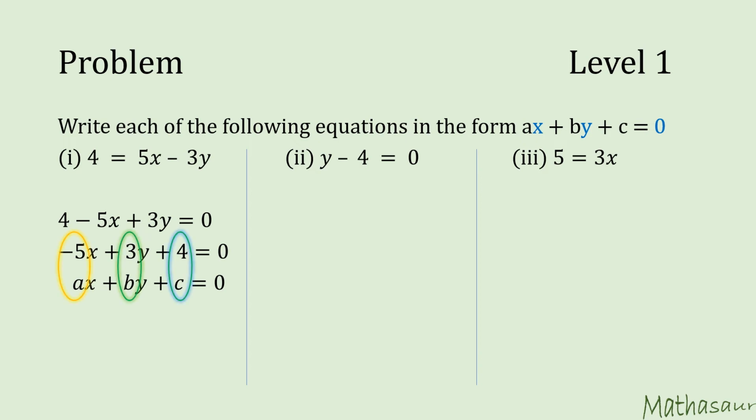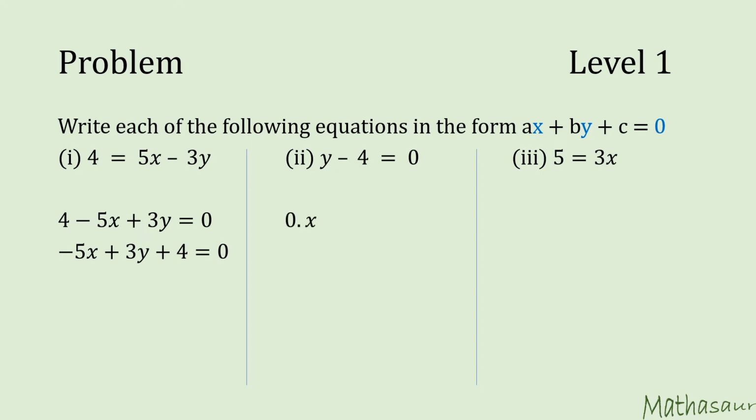Yes, a equals -5, b equals 3 and c equals 4. Let us look at the next equation. This time we have y minus 4 equals 0. There is no term with the x variable, but we do want the x variable. So what could I multiply the x variable with so as to get a value 0?